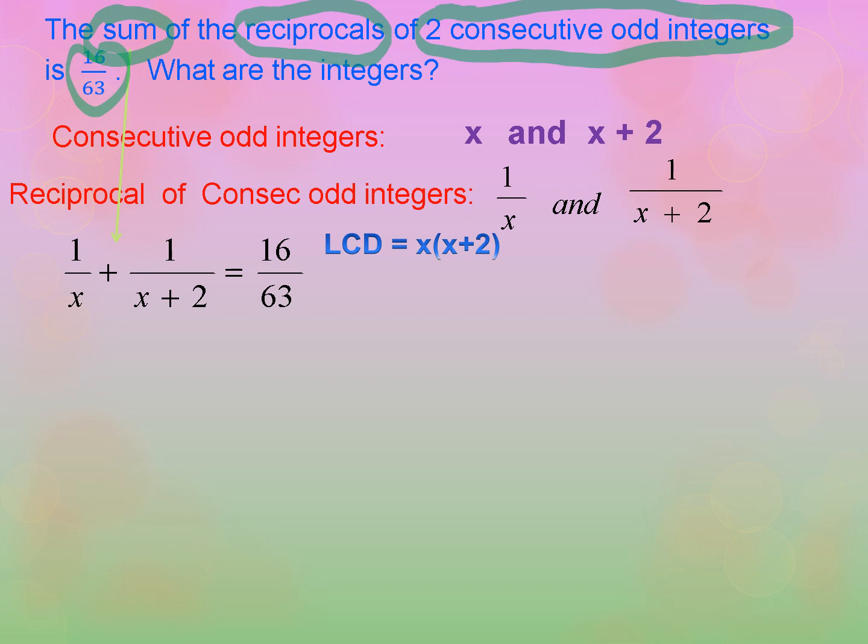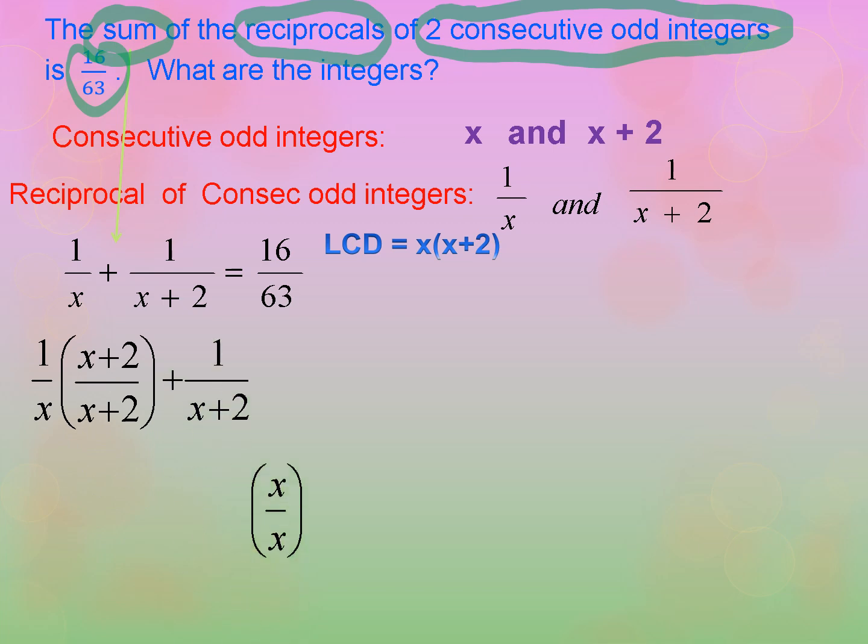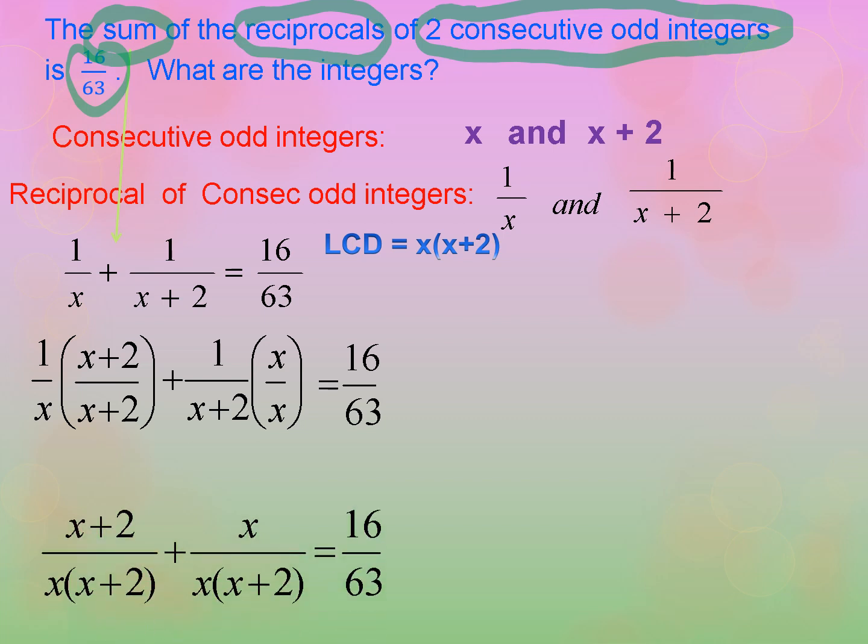I just thought for my sake, it might be easier to squish the left together and cross multiply. So for 1 over x, I'm missing x plus 2, so I'm going to do x plus 2 over x plus 2. For 1 over x plus 2, I'm missing x, so I'm going to multiply it by x over x. And then I'm going to leave 16 over 63 alone because, again, I'm setting up a proportion. I'm squishing the left together to make one fraction, then I'm going to cross multiply.